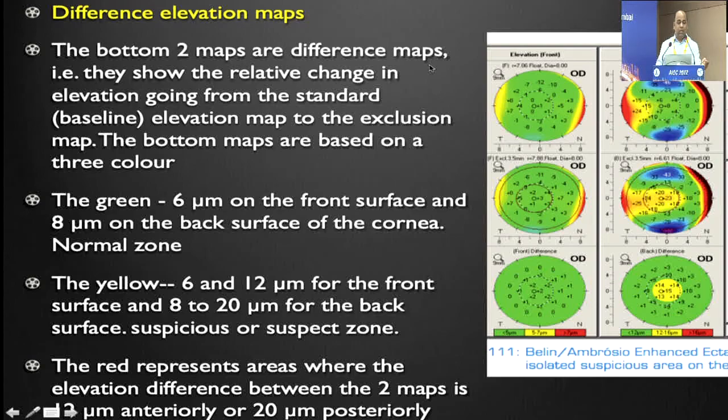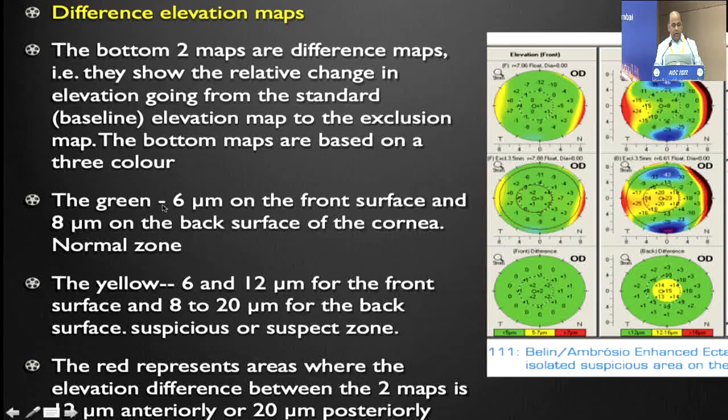So coming to the third and most important part, that is the difference elevation map, that you have to definitely look at. If it is showing any red signal, then there is no go for any surgery. So the bottom 2 maps are difference maps. They show the relative change in elevation going from standard to exclusion. The bottom maps are based on 3 colors, green, yellow and red again.